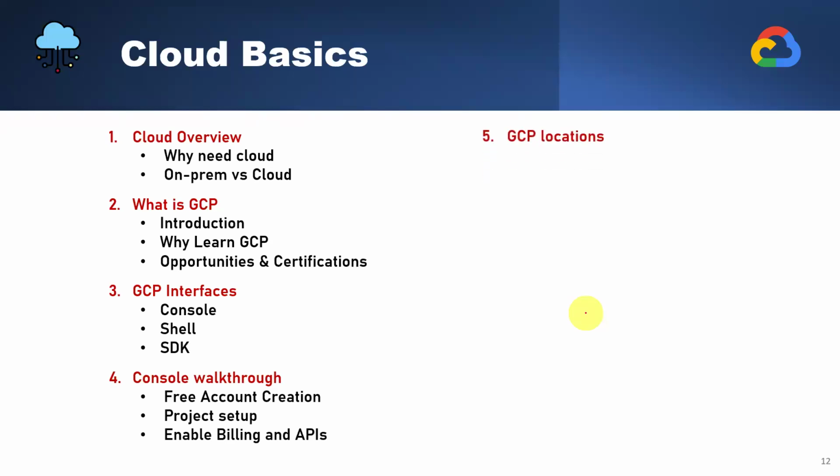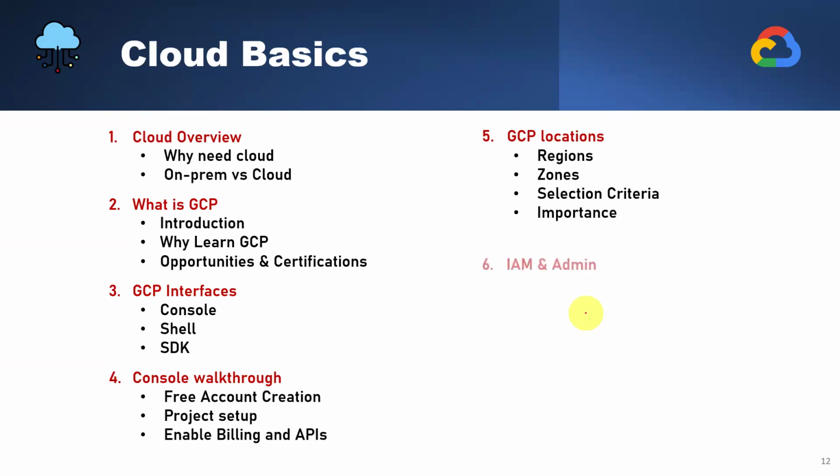Next, GCP locations. Whenever we want to create one application, one service, one bucket, or one resource in GCP, we must select the location, such as what is a region, what is a zone, what is the selection criteria, and what is its importance. All of these things we are going to see.